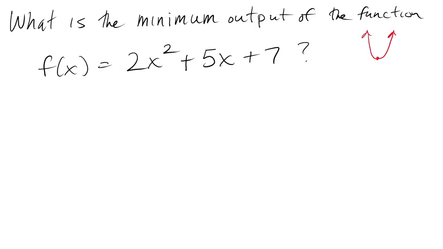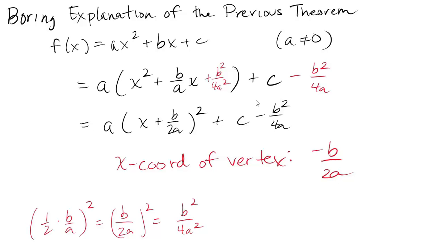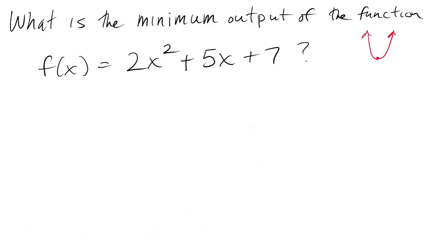Now, our theorem doesn't give us a rule for jumping straight to the minimum. You can come up with such a rule. If you want to try it, you can use it. This will be the minimum. But instead, we're going to do it the standard way and just find the x-coordinate of the vertex and use it to find the y-coordinate. See if you can find the x-coordinate of the vertex.